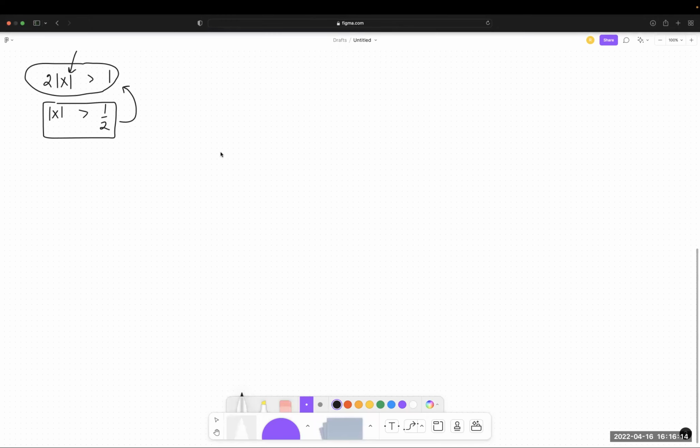But what if we had something a little more complicated? For instance, suppose we had something like this. We had 2x minus 1, and we're going to put that in absolute value as well, and we're going to say that's less than 5. How do you solve something like this?